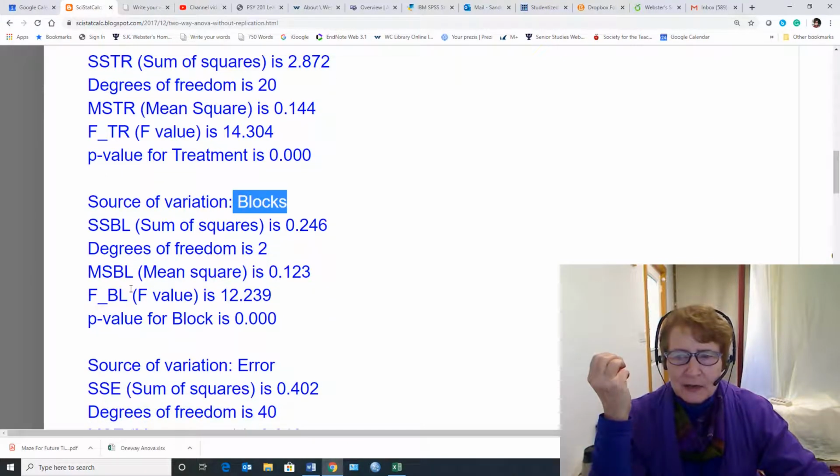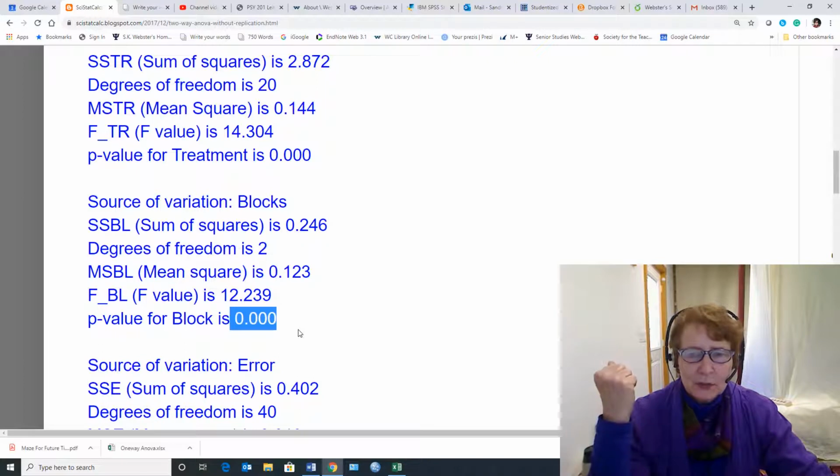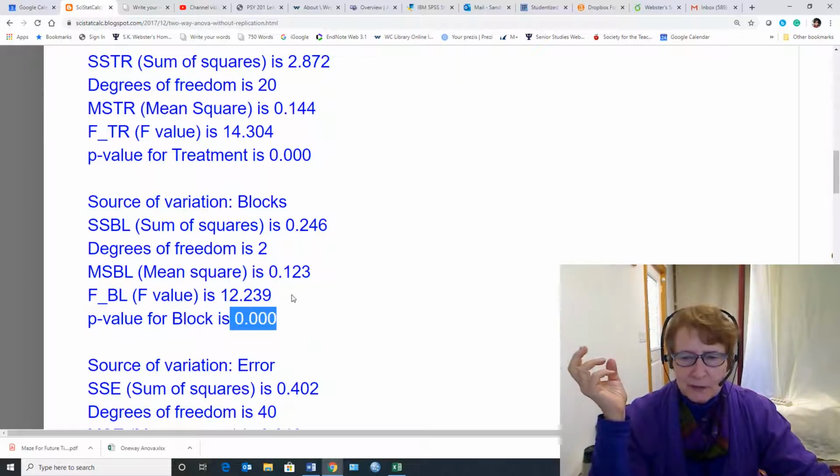And when we get down to the comparisons, here's the F value, and here is the P value. Now it has been rounded to 0. The actual p-value is something like 0.7 to the negative 5. That means it's got 5 zeros in front of the 7. So it's very small, and so there's a significant difference.